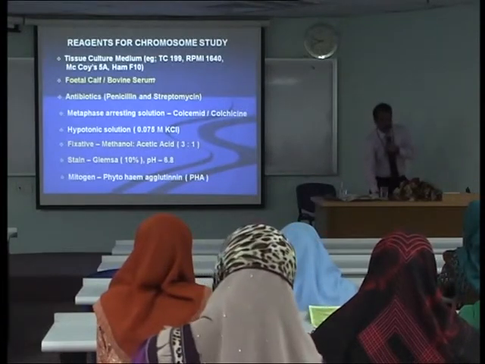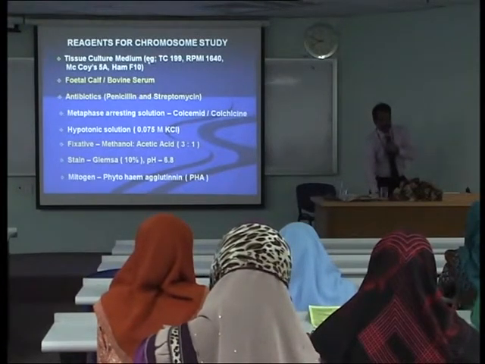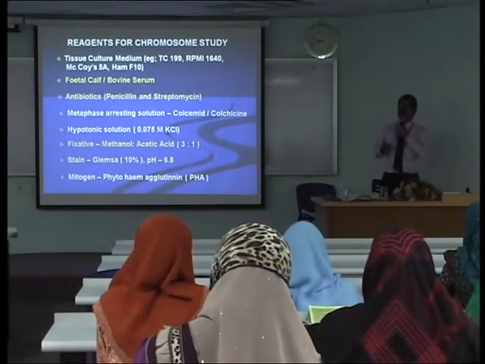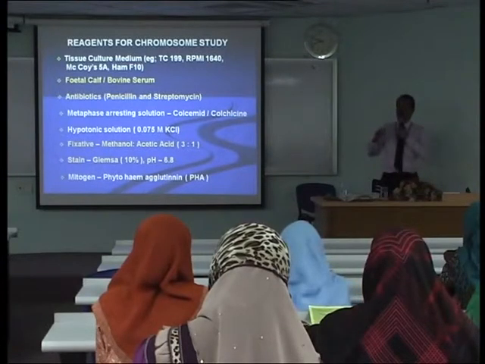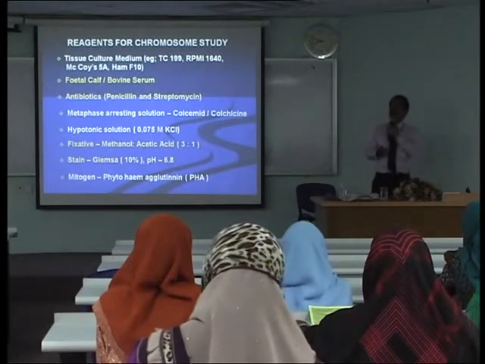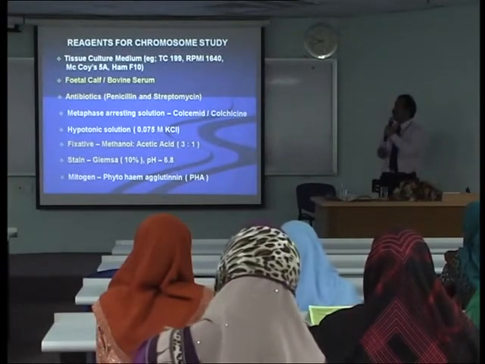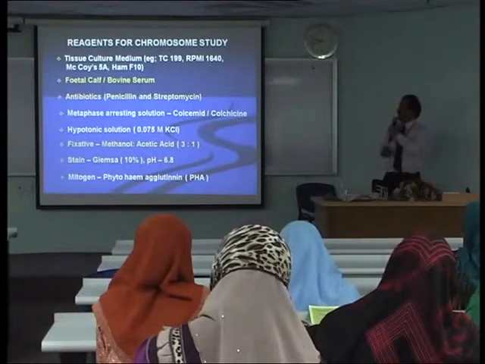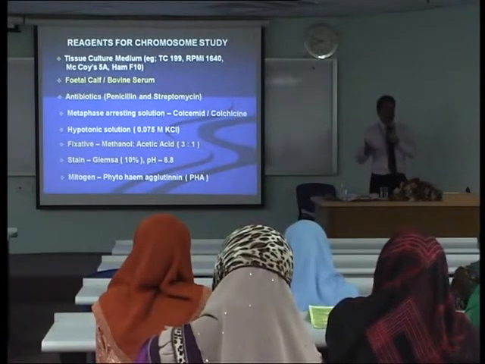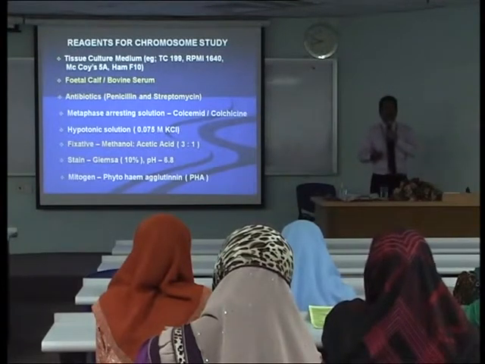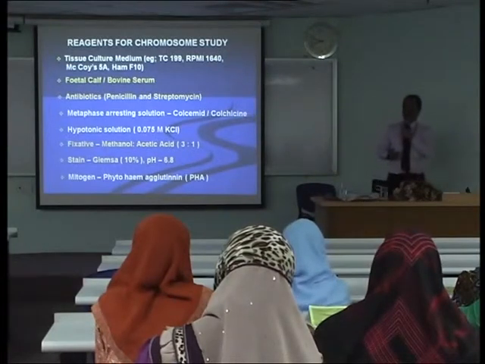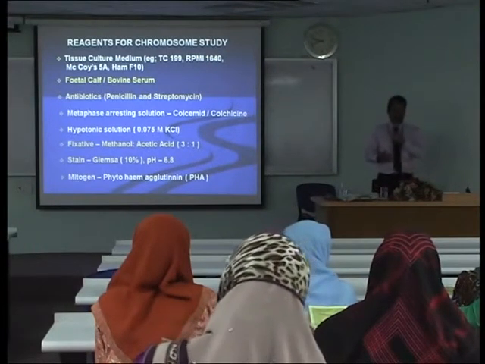So these are the reagents used for chromosome study, that is tissue culture medium. Tissue culture medium means solutions of glucose, electrolytes and amino acids, and they provide the environmental conditions for the growth of the cells. Various types of tissue culture media are available like TC199 and RPMI 1640. We generally use RPMI 1640. Then we add fetal calf serum as an additional source of protein. And in order to prevent infection of the cultures, we add antibiotics, that is penicillin and streptomycin.